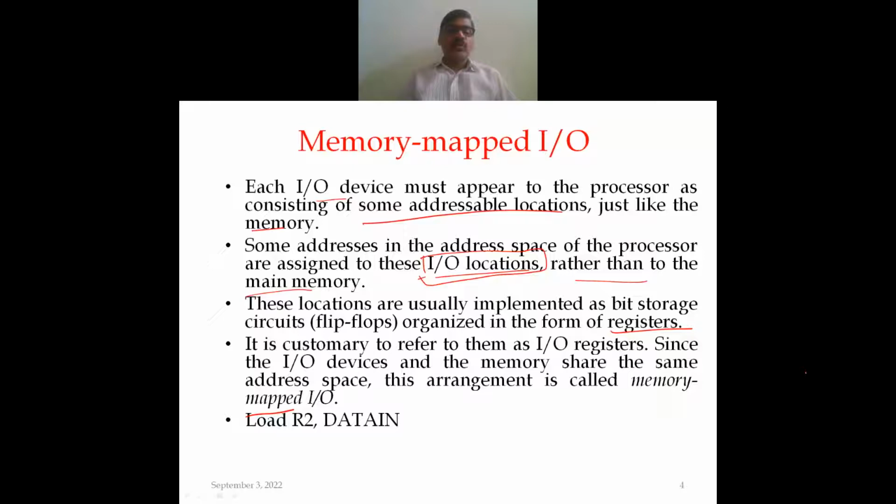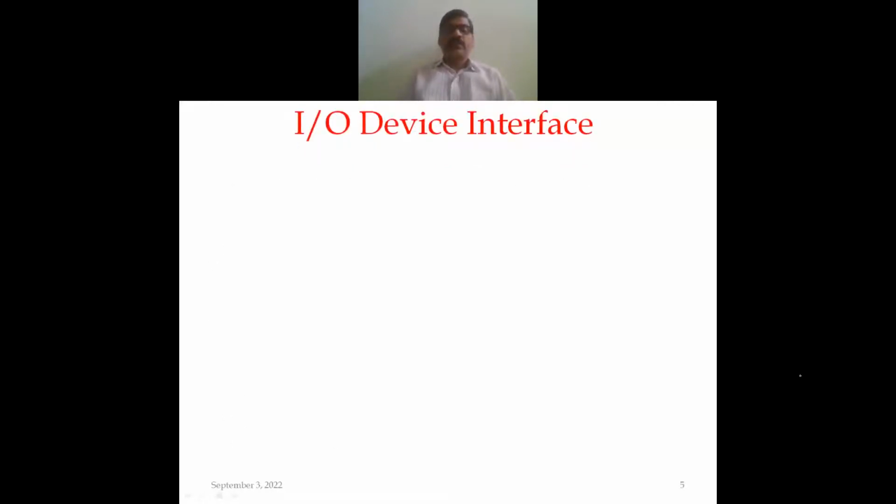For example, if you take load R2 comma data in, that means it is reading the data from the input device into the R2 register. If you want to display the contents of the R2 register onto the output device, we use data out. Data in and data out are the input and output memory words, or memory locations.